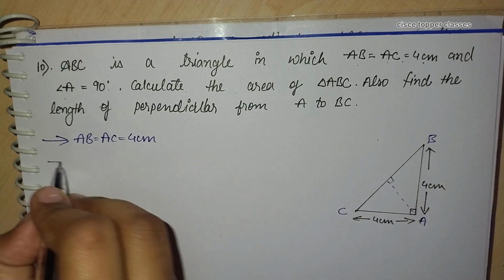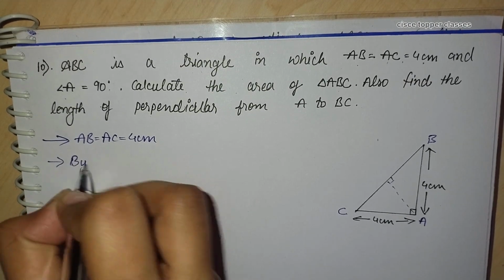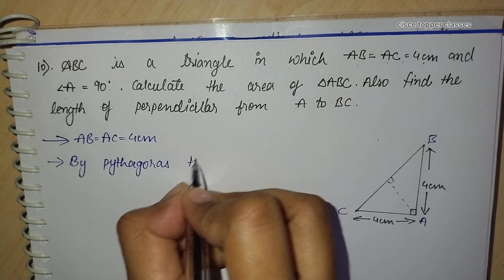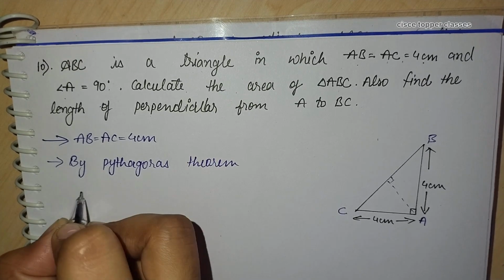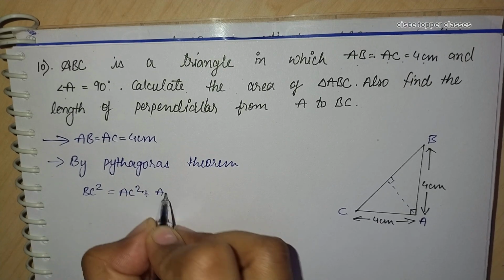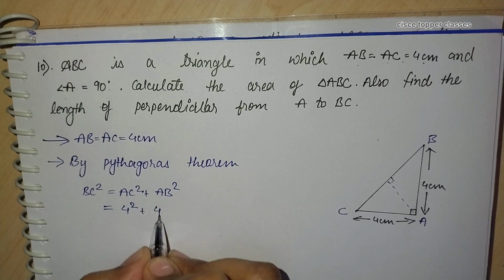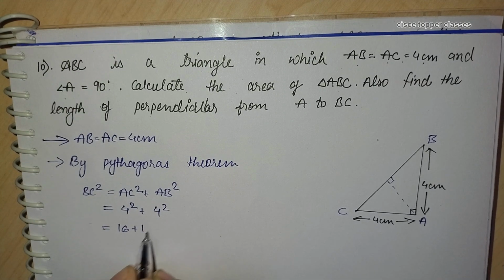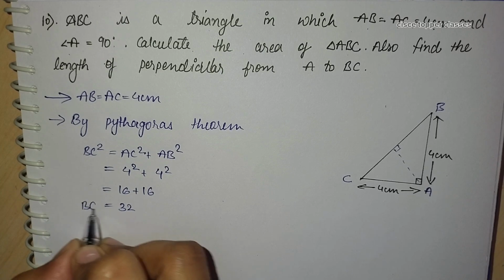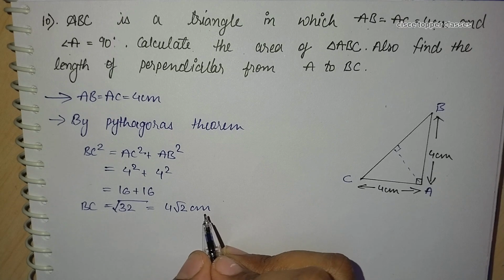Here we can firstly find by applying Pythagoras theorem. So by Pythagoras theorem, we can write the hypotenuse in this triangle. So BC square is equal to AC square plus AB square. We'll put the value of AC and AB. This will be 4 square plus 4 square. So 16 plus 16, it will be 32, and BC, under root we will take here. So this will be 4 under root 2 centimeter.